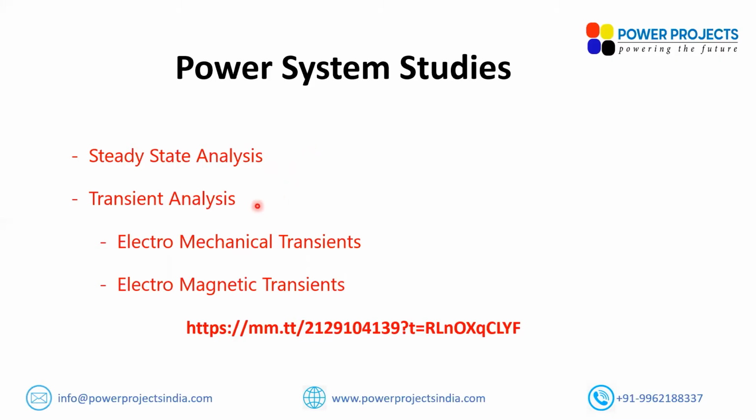If you are assessing a system and its performance with respect to time, then it is a transient analysis. Transient analysis is classified into electromechanical transients and electromagnetic transients. Electromechanical transients talk about the interaction between the electrical system and the mechanical system, and this deals with angular stability, voltage stability, low voltage ride-through studies, high voltage ride-through studies, etc.